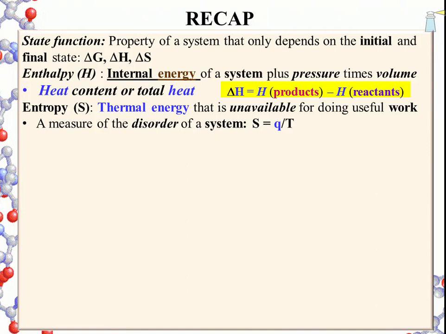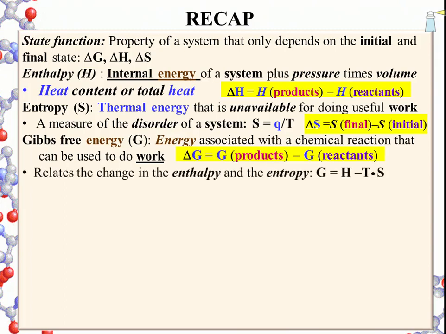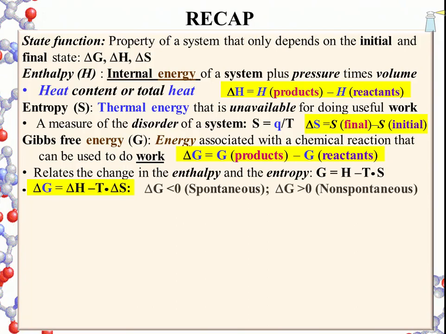Two formulas were given for entropy: S equals Q over T, and the state function definition. The change in entropy is equal to the entropy of the final state minus the entropy of the initial state. The last of the state functions is Gibbs free energy, capital G. It is the energy associated with a chemical reaction that can be used to do work. It also has a state function formula, but its real power lies with how it relates the enthalpy and entropy. G equals H minus T times entropy. Expressed as the change of energy in a reaction or a process, it indicates the favorability of a reaction.